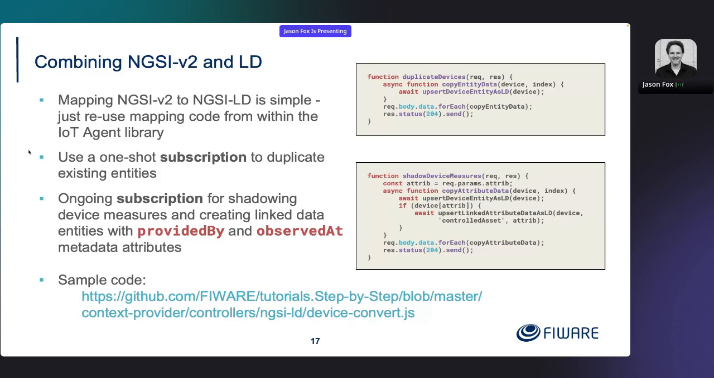If you wish to combine NGSI V2 and LD, there are two ways you can do this. You can either have some system which is listening on a subscription, and then when it retrieves the data, it pushes to another context broker. Or you could have a proxy, a wrapper around a V2 context broker saying this is the LD endpoints.